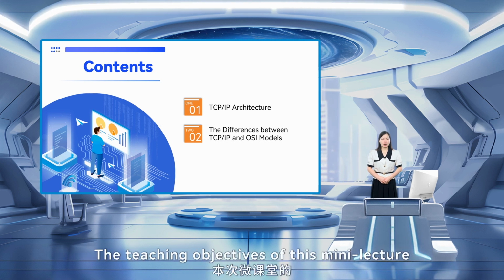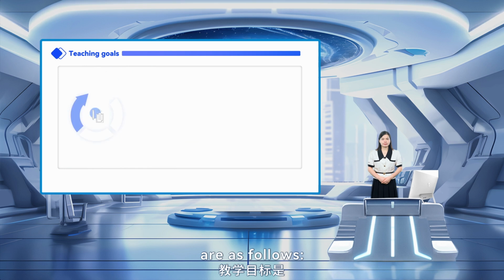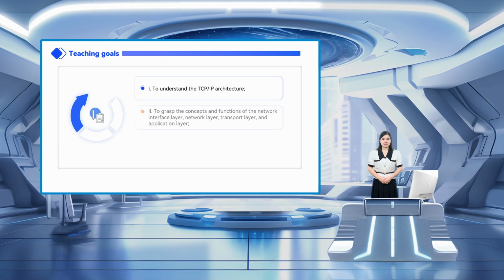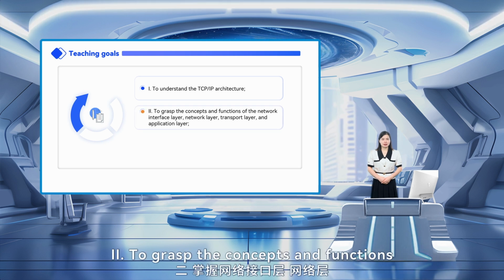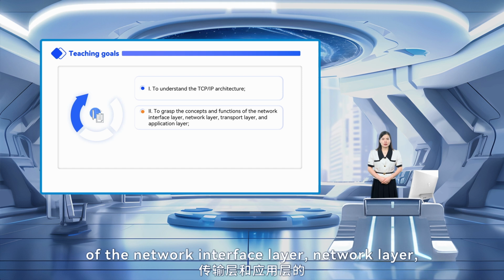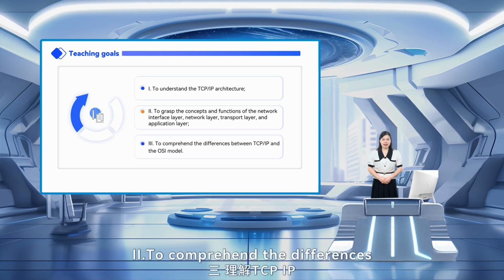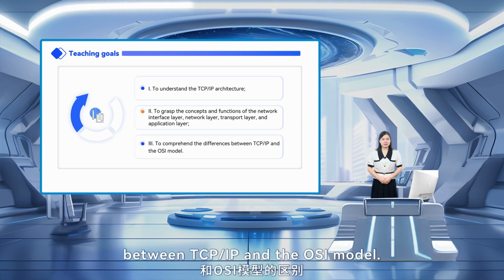The teaching objectives of this mini-lecture are as follows. 1. To understand the TCP/IP architecture. 2. To grasp the concepts and functions of the network interface layer, network layer, transport layer, and application layer. 3. To comprehend the differences between TCP/IP and the OSI model.